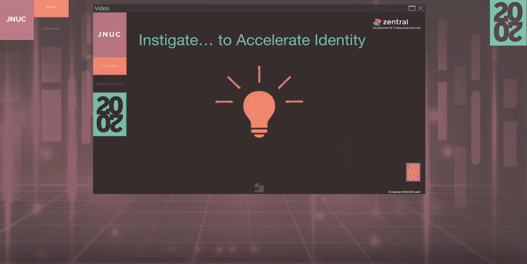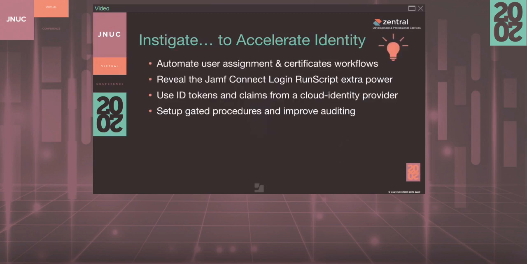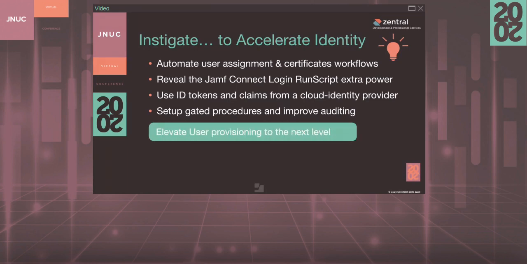We want to inspire you to accelerate the identity management. Reveal and unlock additional features that you gain with Jamf Connect. Use the ID token and the claims from the identity provider in creative ways. Think about further ways of automation that will help your organizations and your users. Secure your Mac fleet with an identity provider, gated processes, and improved auditing. Just elevate the user provisioning to the next level.